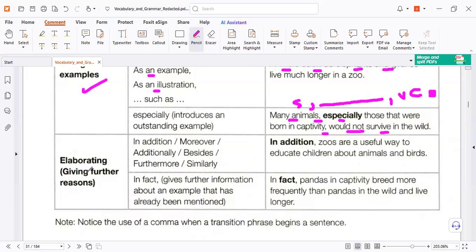Here, elaborating, giving further reasons. What does it mean? It means you wanted to add details to something mentioned before. But why should I add? To make it much clearer, to make it convincing, to make it clear to the reader to understand. Like in addition, comma, it's a comma, very important, comma, and then give us a complete sentence. Here again, I can use in fact followed by a comma, and then give us a complete sentence. You know it? Subject, verb, and then to complete your meaning.